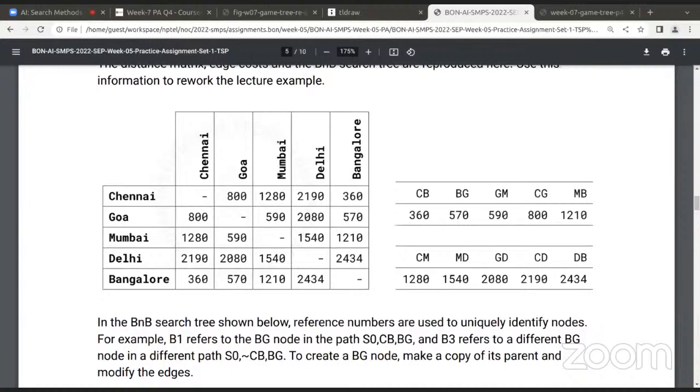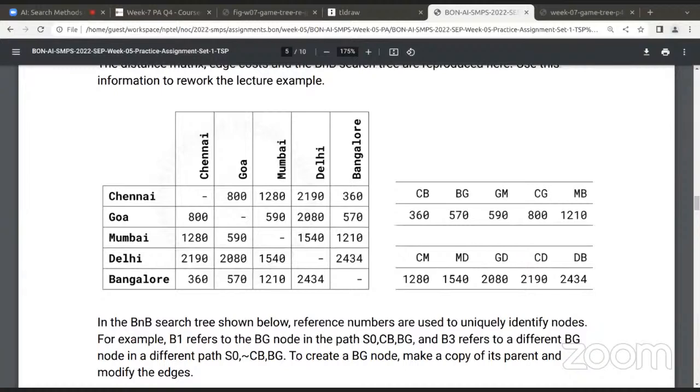I got 4335, I think I made some typing mistake somewhere. I have 570, 360, 1540, 70, 20, 590, 80. Here it is 590 and 1210. That is also correct. Then 90. Oh, I put 670. Sorry, 570. Okay, 4335, right? Yeah, right. This is my S0.